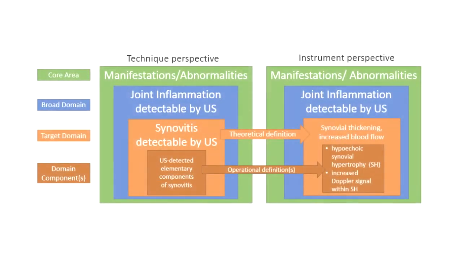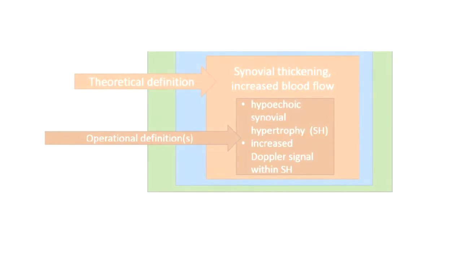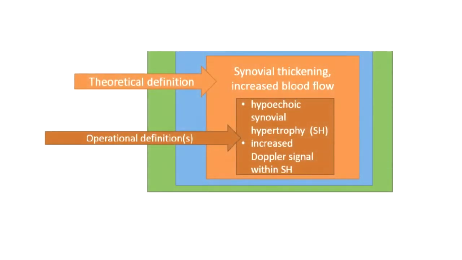Lastly, the choice of the imaging instrument requires verification that the instrument, so the scoring system, within the technique, in this case ultrasound, has valid and reliable definitions of the target domain and its elementary components. In this last step, we need clear and agreed upon definitions of two parts. First is the theoretical definition of the target domain. Here we describe what ultrasound can show us. In this case, thickening of the synovial membrane, and increased blood flow in the joint. And second, the operational definition describes the specifics of what can be seen in the image, in this case an increase or decrease Doppler or echo signal that is associated with an increase or decrease in blood flow.